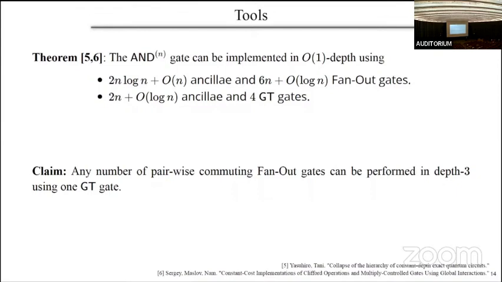Other tools are the known constructions for the AND gate that was done by Høyer and Špalek, Takahashi, Tani, and others. You basically can do an AND gate in constant depth using linear, N log N, number of ancillas and N fan-out gates, or only four GT gates. And the final result that we use is that if you have a bunch of pairwise commuting fan-out gates, you can basically compress them into just one GT gate.